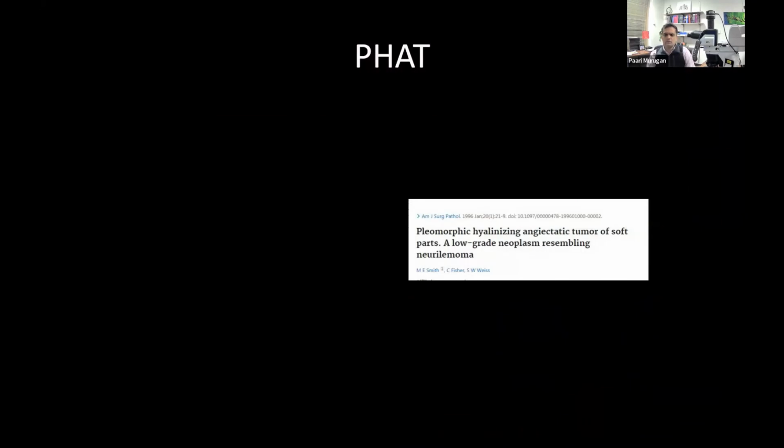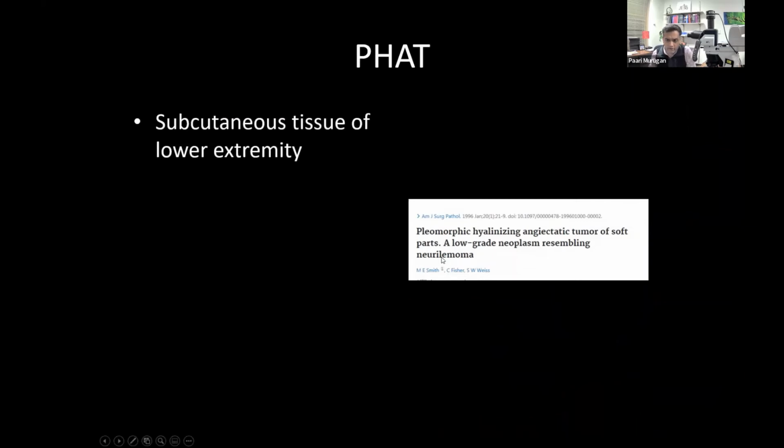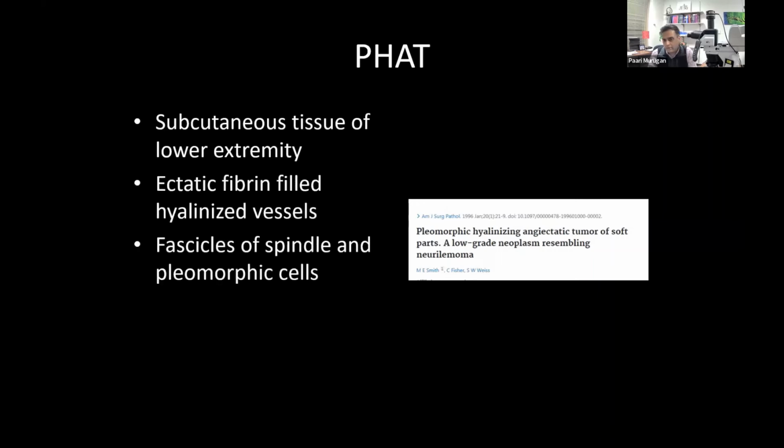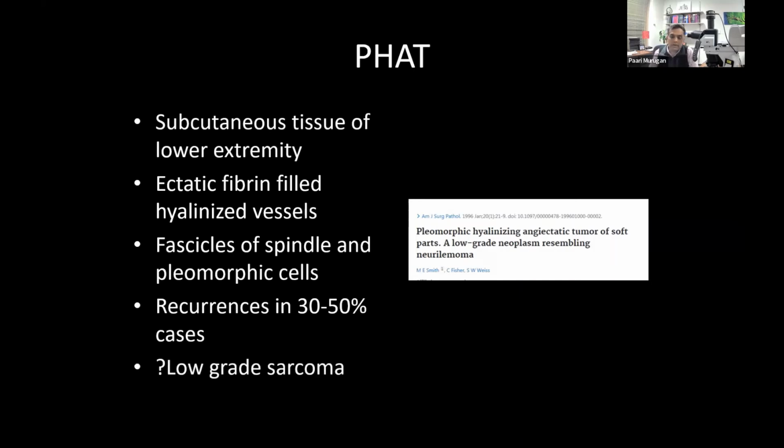So this tumor was first described by Dr. Weiss and colleagues in the 90s. And as we saw in our case, they thought this resembled a schwannoma. And this typically occurs in the subcutaneous tissue of the lower extremity. And this is a classic morphologic description that we saw in our case. And this has a high rate of recurrence, actually 30 to 50% of patients recur. And that made the authors consider the possibility of a low-grade sarcoma.